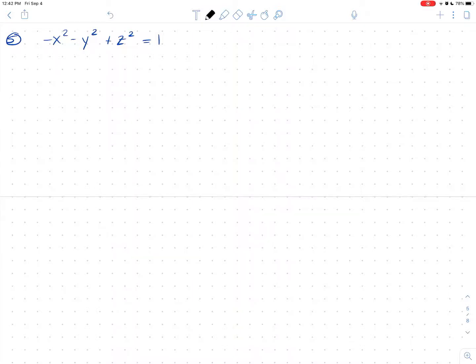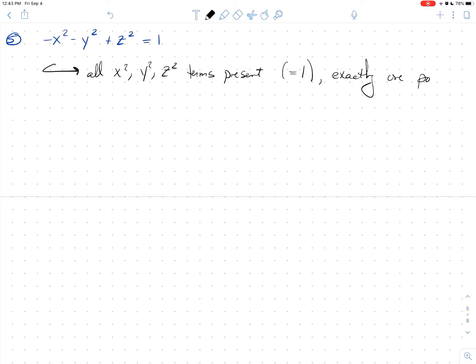For this next example, I want you to notice that again we have all of the x squared, y squared, and z squared terms. These are all present, and they're all in this case equal to positive 1, and exactly 1 is positive. And so last time we had exactly 1 was negative, 2 were positive, and in that case we got a hyperboloid of 1 sheet.